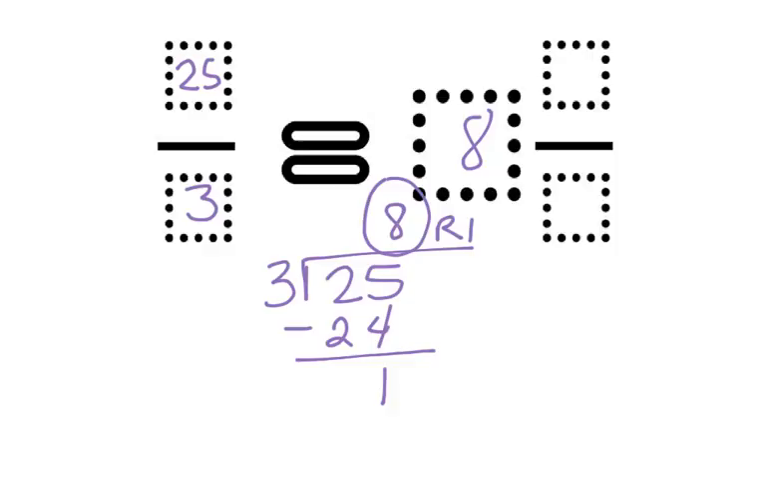And then the 1 becomes my new numerator. And who remembers what our denominator is? Hopefully you said it stayed the same, and so it's 3. So our answer would be 8 and 1/3. Go ahead and jot that down if you haven't yet.